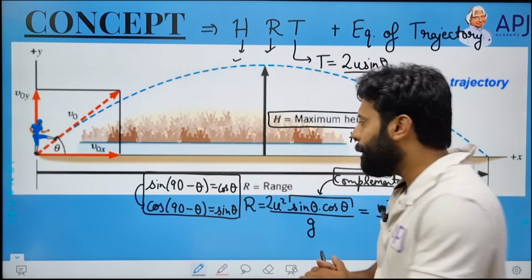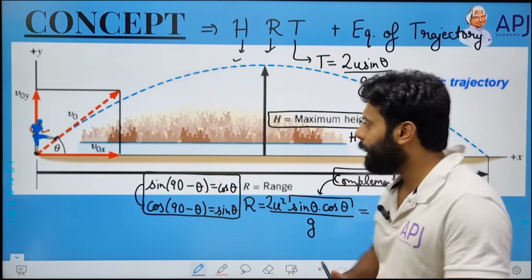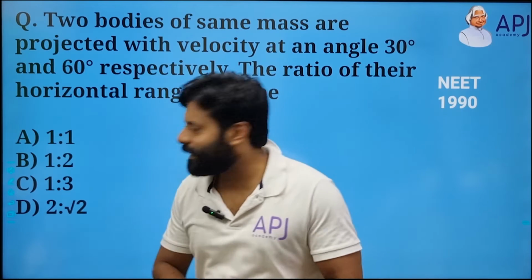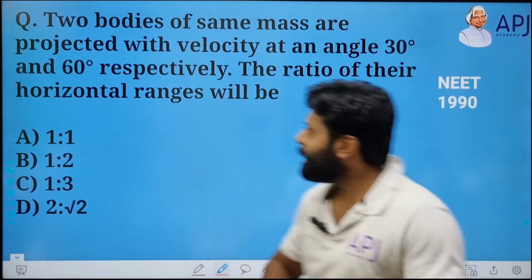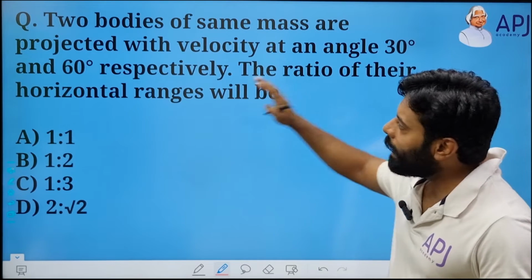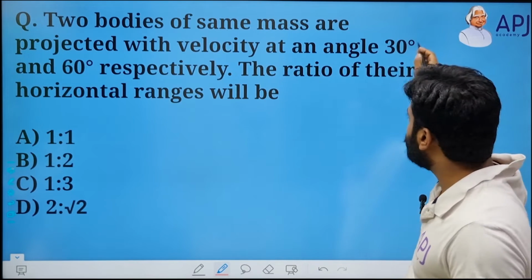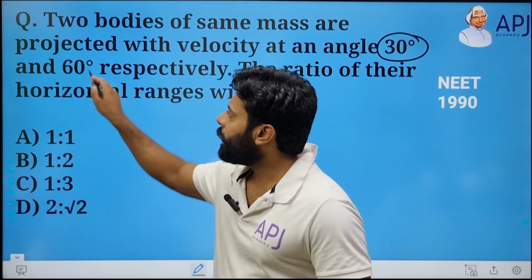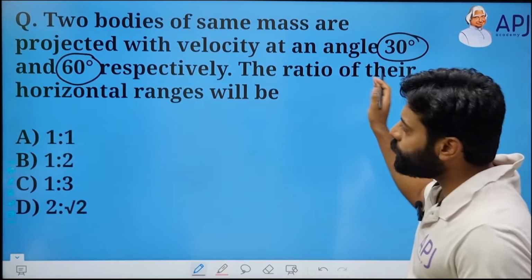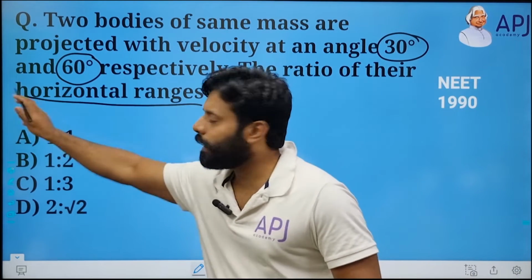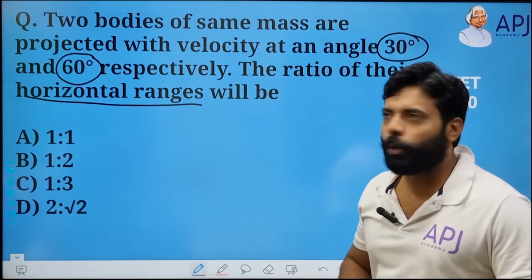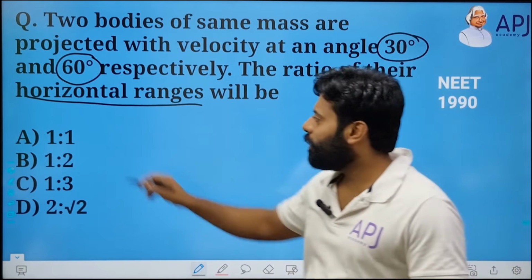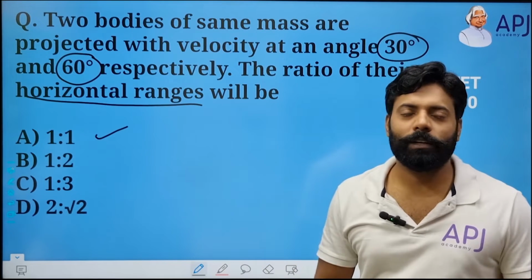So let's solve some repeated questions that you might get in your NEET exam. Let's start our journey. The first question is this. It is given that two bodies of the same mass are projected with the same velocity at angles of 30 degree and 60 degree respectively, and they ask about the ratio of their horizontal ranges. As you know, both these angles are complementary to each other, so the range ratio will be 1:1, isn't it?